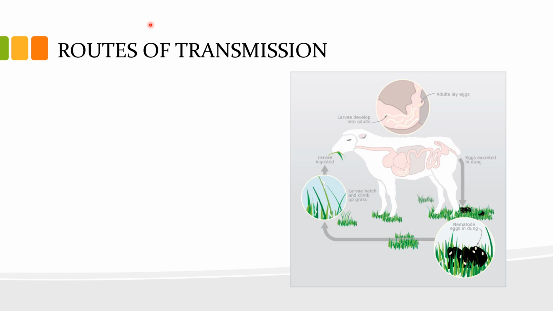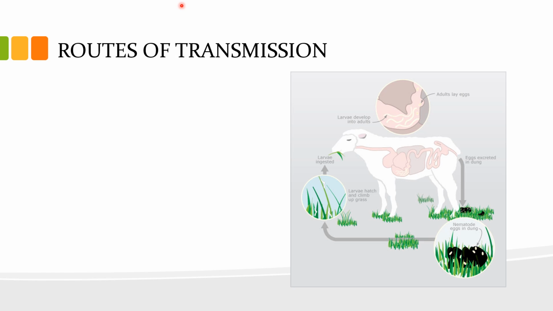For the introduction to the routes of transmission, parasites are commonly transmitted through ingestion of parasite-contaminated food and water, besides other routes such as skin penetration, intranasal transmission, coitus, and congenital transmission. Each mode of transmission will be dealt with in detail with suitable examples. Parasites have distinct routes of entering a host.